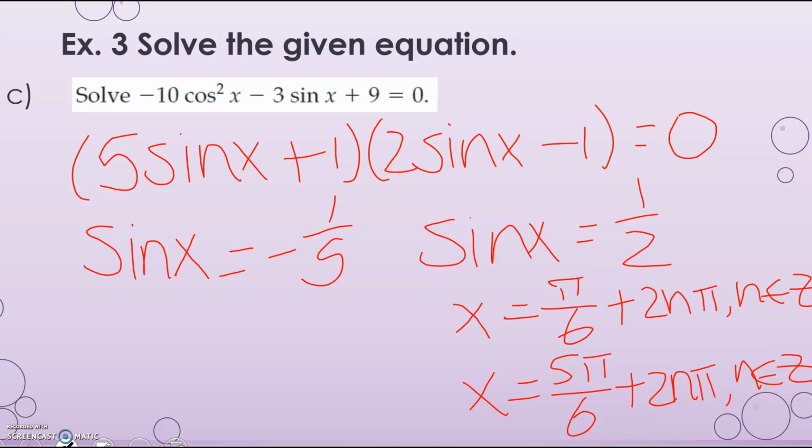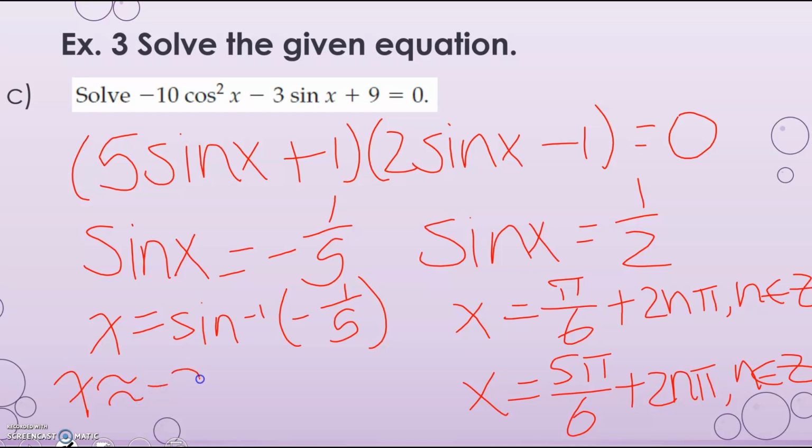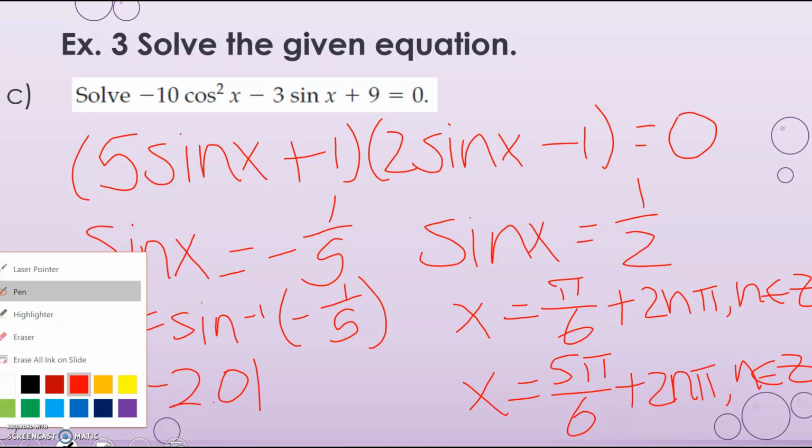Now over to sine x equals negative 1/5, we don't have a special angle that gives us a ratio of negative 1/5, which tells me I'm probably going to be using a scientific calculator for this. So x equals inverse sine of negative 1/5. I'm going to put that into the calculator. Make sure you're in radian mode. Which gives me x is roughly negative 2.01.